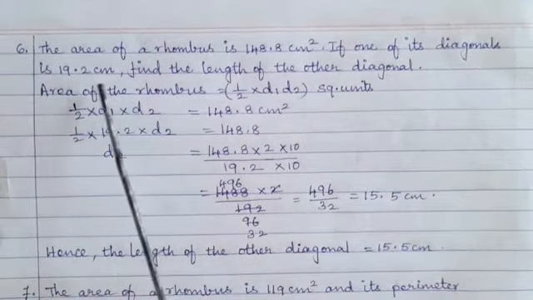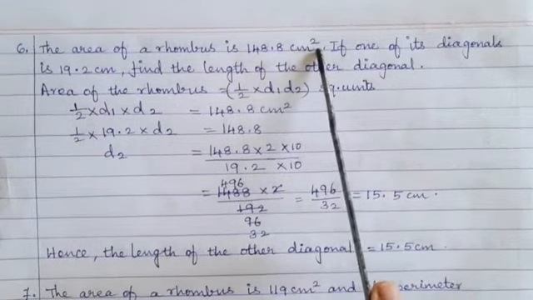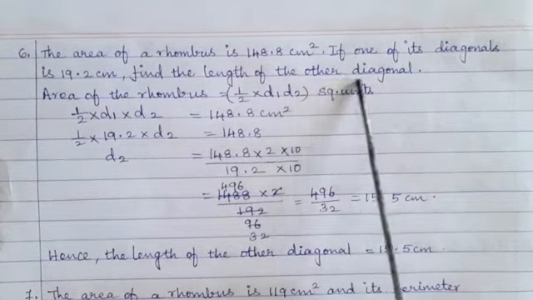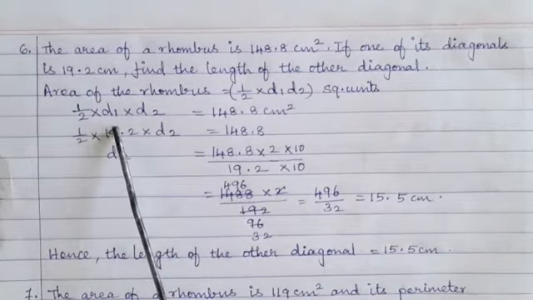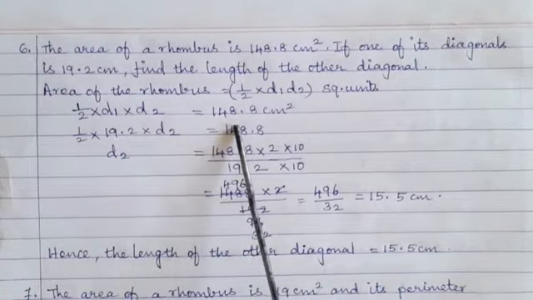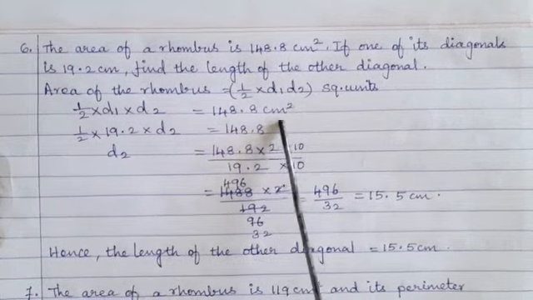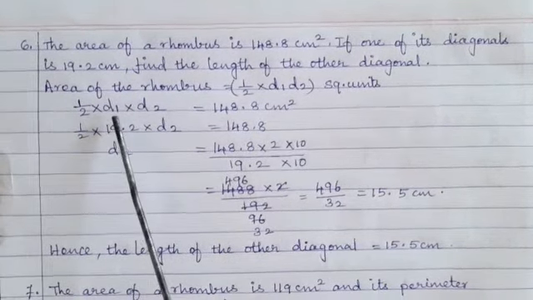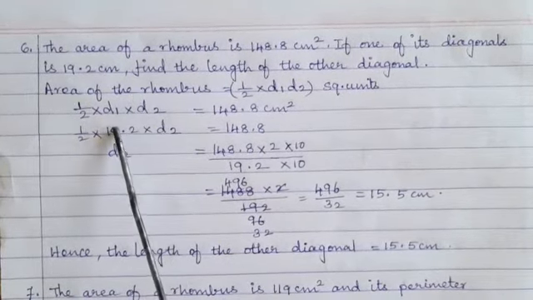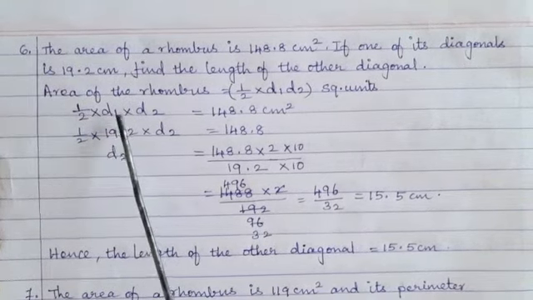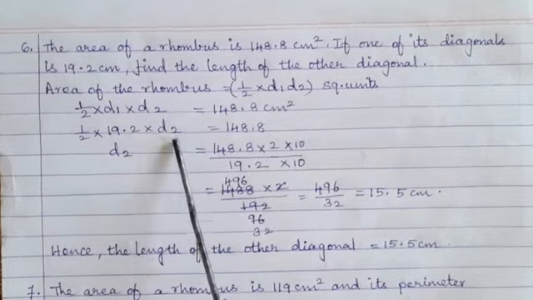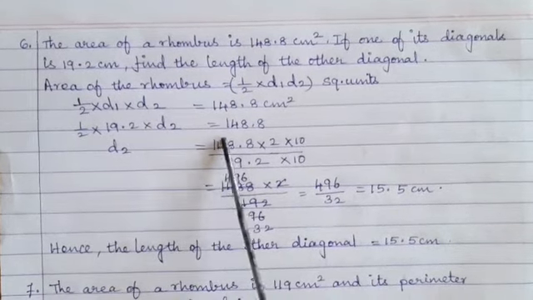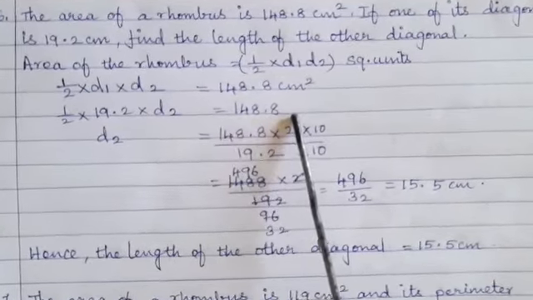In the question, one diagonal is given, area is given. Now we are going to find out the other diagonal. Write the formula first. Half into d1 into d2 equal to 148.8 centimeter square. Then you will apply the diagonal length here. Half into 19.2 into diagonal 2. Diagonal 2 we are going to find out now, which is equal to 148.8.